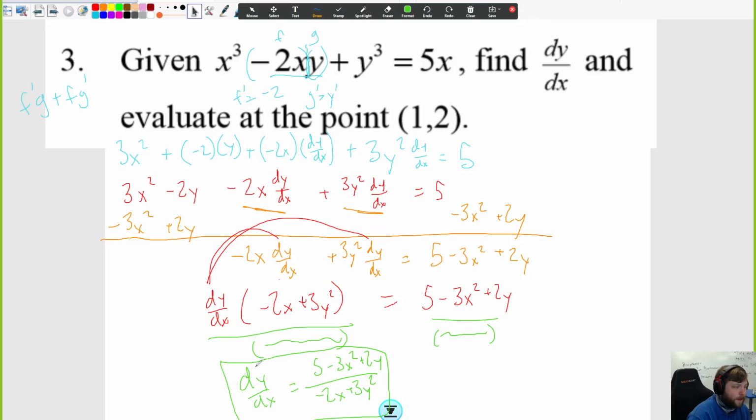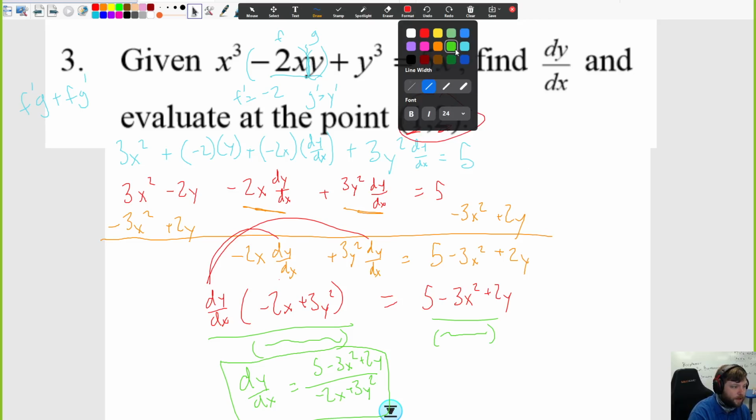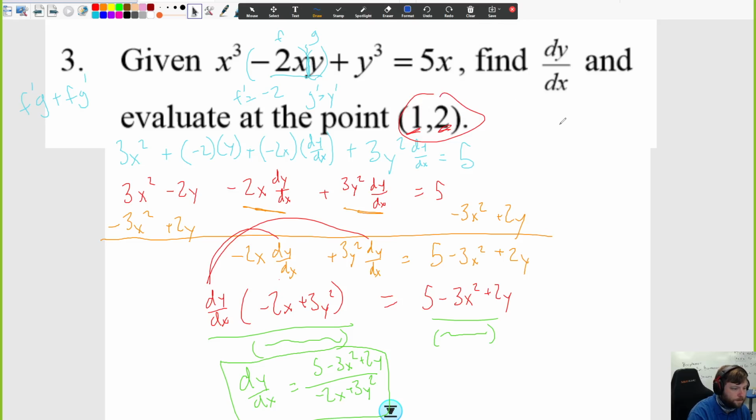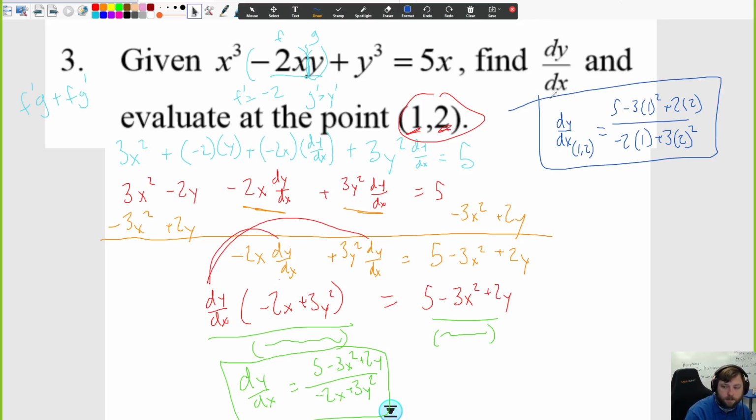Now, the problem is sometimes you forget: we have to evaluate it at this point. So to do this work, do that in a different color. Dark blue. The dy/dx at the point (1, 2) would be 5 minus 3 times 1 squared plus 2 times 2, over negative 2 times 1 plus 3 times 2 squared. Now, if this is an AP test, that's my answer. I don't simplify. Don't have to.